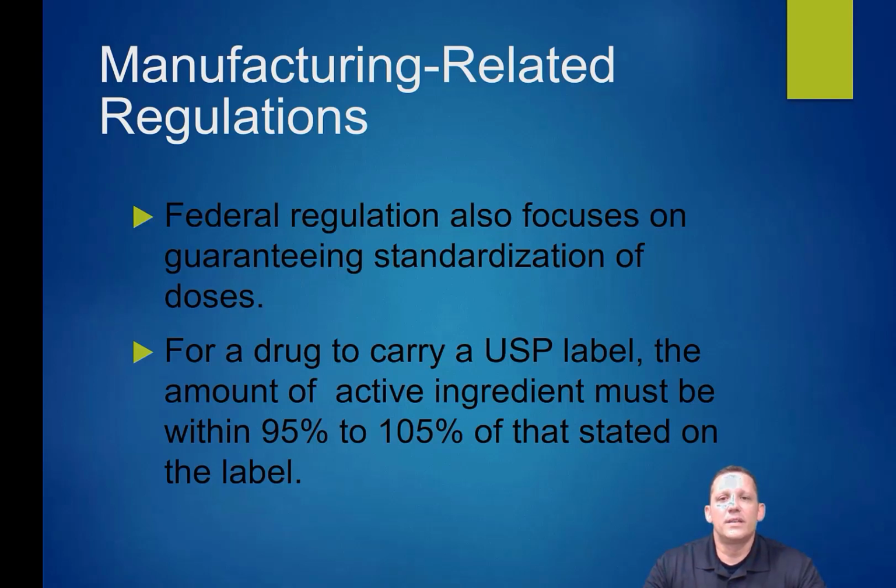And for a drug to carry the USP label, the active ingredient has to be within a tolerance of 95 to 105% of that stated on the label. So if it says it has 2 milligrams, it has to be within 95 to 105% of 2 milligrams by weight of that particular drug in whatever form it's being delivered in.